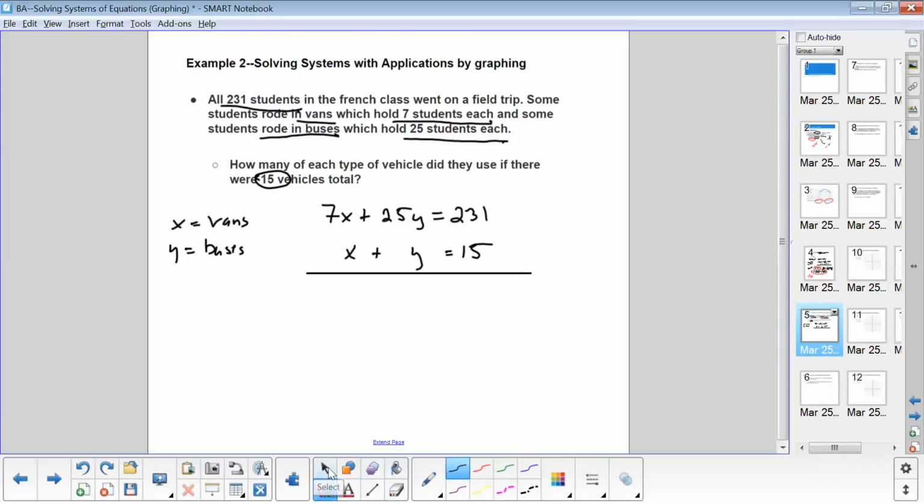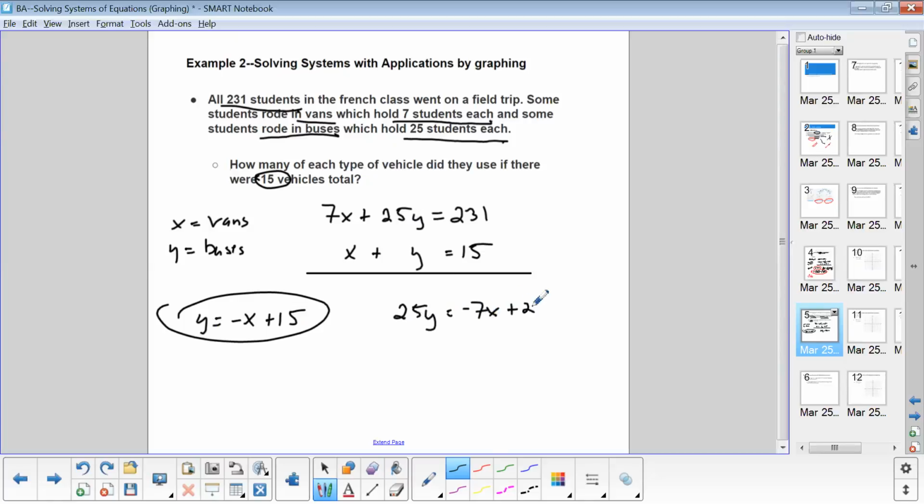Now, certainly we can do a trial and error check method, and that can definitely be solved that way. But we're going to utilize our linear system method. So again, we're going to go with graphing. This one with the coefficients of 1 is easier to solve, so we're going to subtract the x to the other side. So I get y equal -x plus 15. There's our first equation. And then we're going to do the same here. We're going to subtract the 7x term. So now it's -7x plus 231.